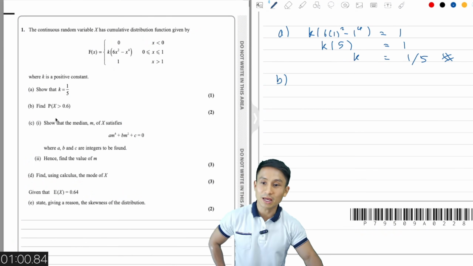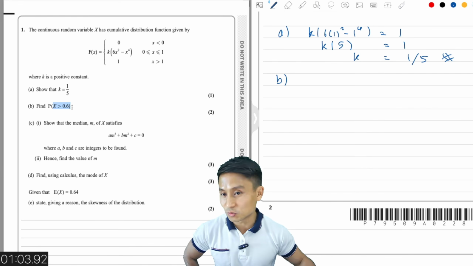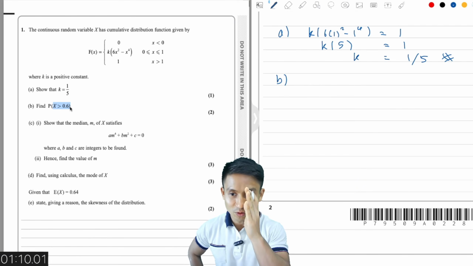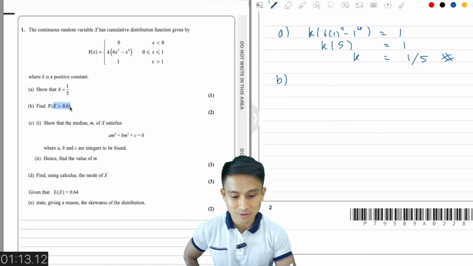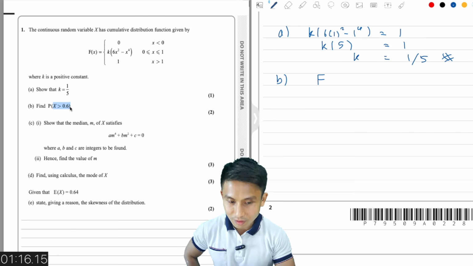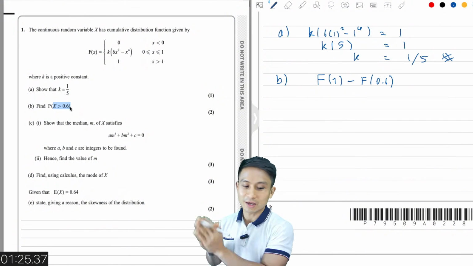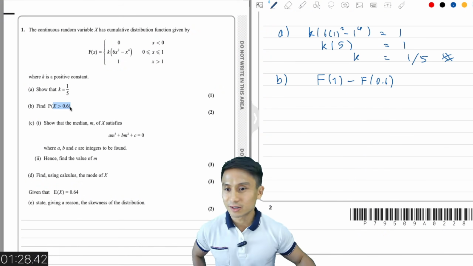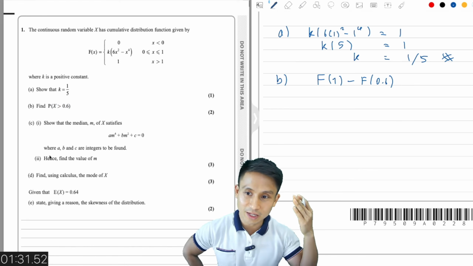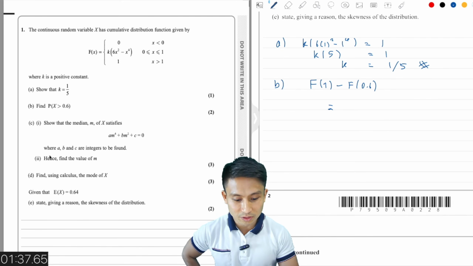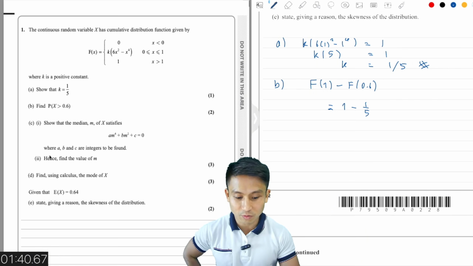Part B, find p of x greater than 0.6. So we can use the cumulative. This is basically finding the probability from x equals 0.6 to 1, right? So this is going to be f of 1 minus f of 0.6. Doing 1 minus f of 0.6, you're going to get the right tail. If you put f of 0.6 alone, that would be p of x less than or equal to 0.6, right? And we already know that f of 1 is 1, so this is 1 minus f of 0.6, so k is 1 over 5.